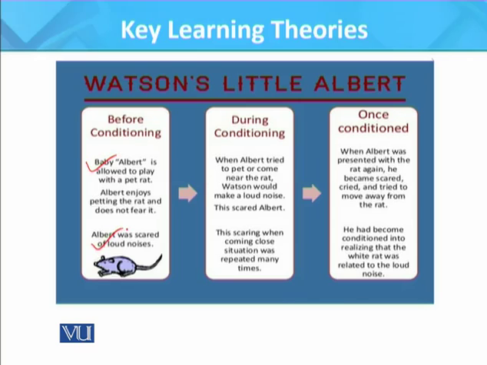During conditioning, Albert was 11 months old, and when he tried to pet or come near the rat, Watson would make a loud noise. This would scare Albert. This scaring when coming close situation was repeated many times. By the last stage of conditioning, little Albert only had to see the rat and he immediately showed every sign of fear. He would cry whether or not the hammer was hit against the steel, and he would attempt to crawl away.